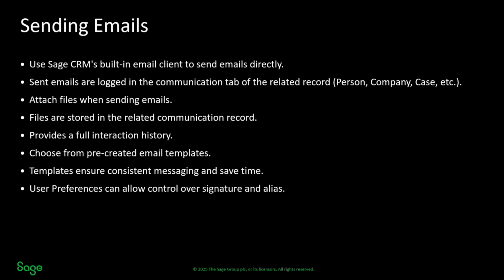We can attach files when sending emails, either because they're part of the template or because they're deliberately added by the composer of the email. Files are stored in the related communication record. We can provide a full interaction history of the communications and the documents that have been sent through communications, and we can choose to use pre-created email templates which ensure consistent messaging and save time for a user, and those user preferences govern then the control over the signature and the alias that the user is using.